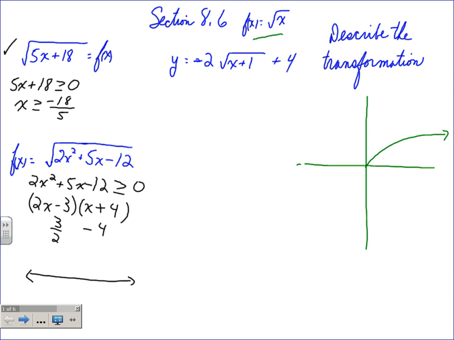Your domain, you have to find by putting it on a number line. Here's 0. Here's negative 4. Here's 3 halves. I just want to see what works. Because it's greater than or equal to, I can use these values, so they're going to be closed circles. So the question is, is this going to be a conjunction? A disjunction? Do we know before I test any values? You remember?